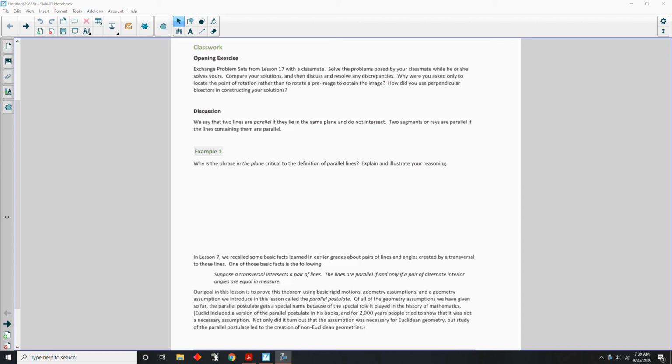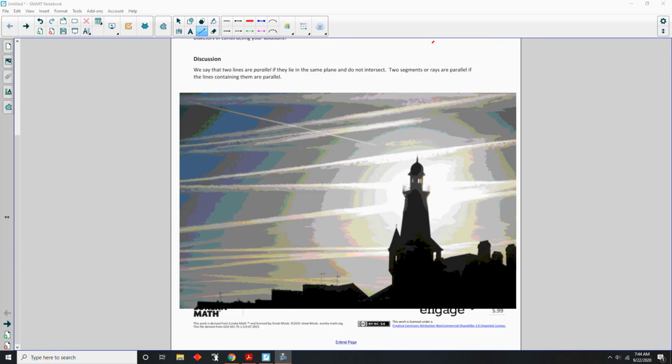Why were you asked only to locate the point of rotation rather than to rotate a pre-image to obtain the image? And how did you use perpendicular bisectors in constructing your solutions? So this would be a classroom setting and their answers will vary, so I'm just going to leave that to you. Okay, so here's the discussion.